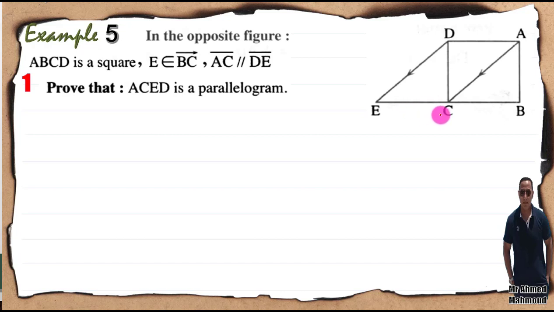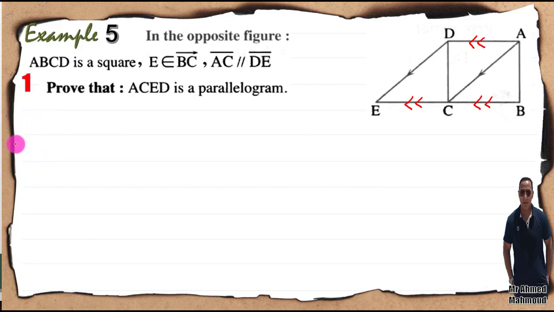It's very easy. How come? Because ABCD is a square, therefore AD is parallel to BC. And since BC and EC are on the same straight line, AD is also parallel to EC. Now AD is parallel to EC and AC is parallel to ED, therefore the shape, I mean ADEC, is a parallelogram. Now I'm going to write what I explained.